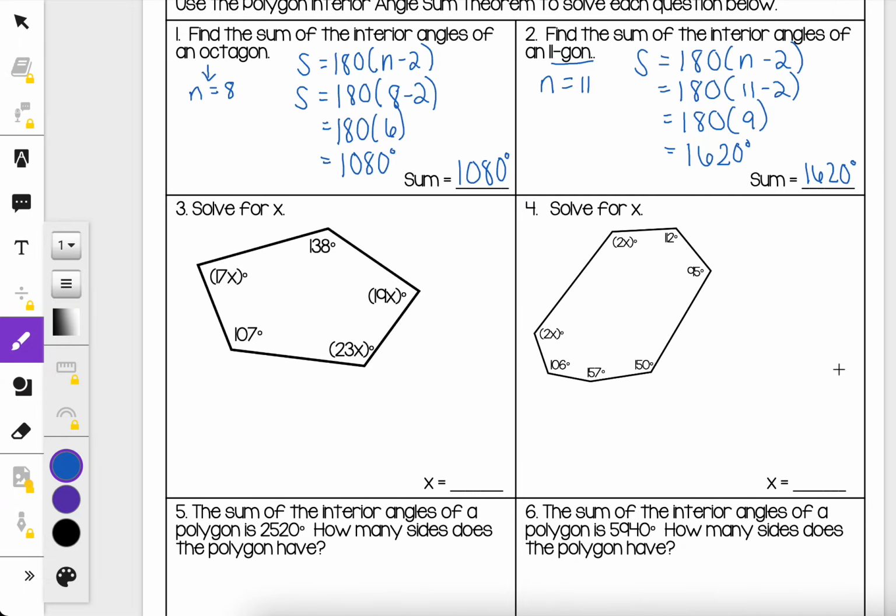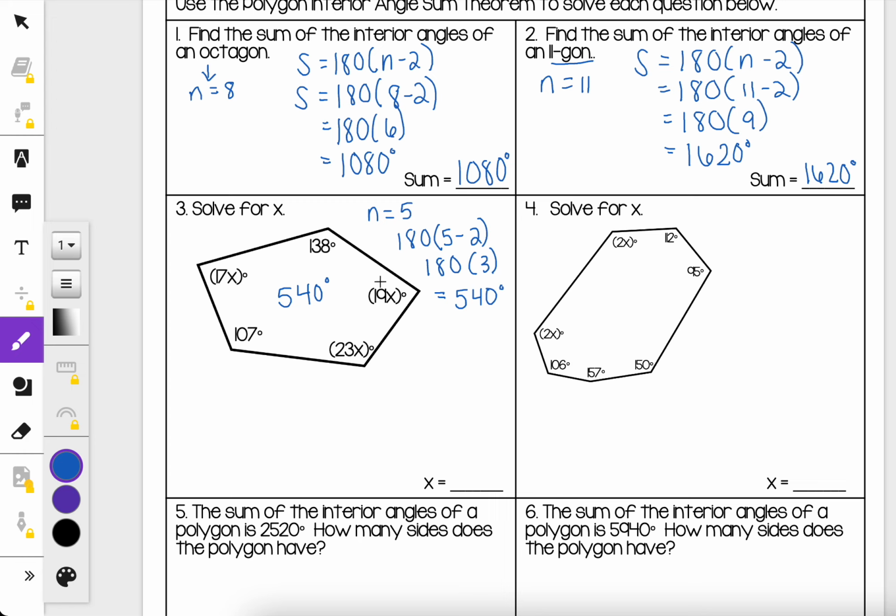Now, if we look at numbers 3 and 4 here, there's a little bit more work that's going into this. So it's asking us to solve for x. In order to solve for x, there's kind of 2 different steps we need to do. All right, first we need to figure out the sum of all of these interior angles. So this figure is a pentagon. It has 5 sides. So 180 times 5 minus 2. And I know the sum of the interior angles of this pentagon is 540 degrees.